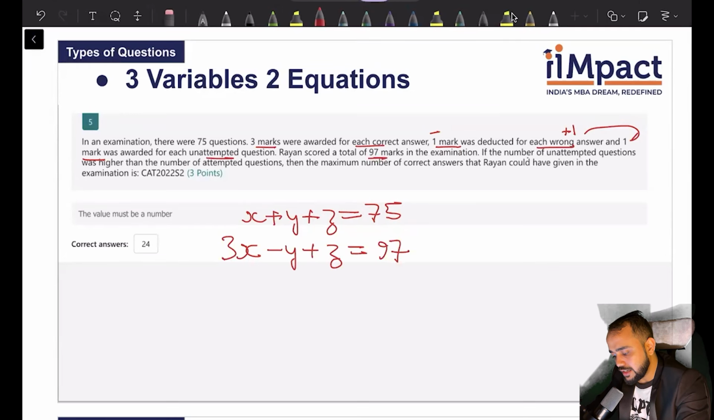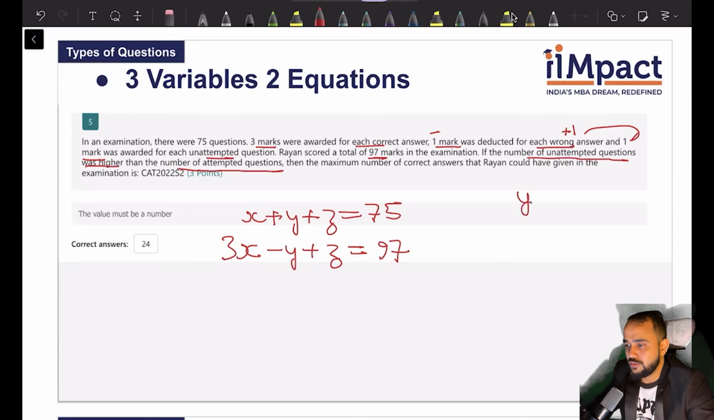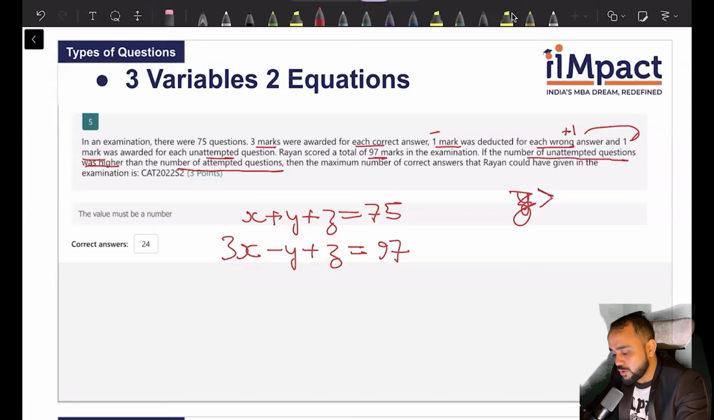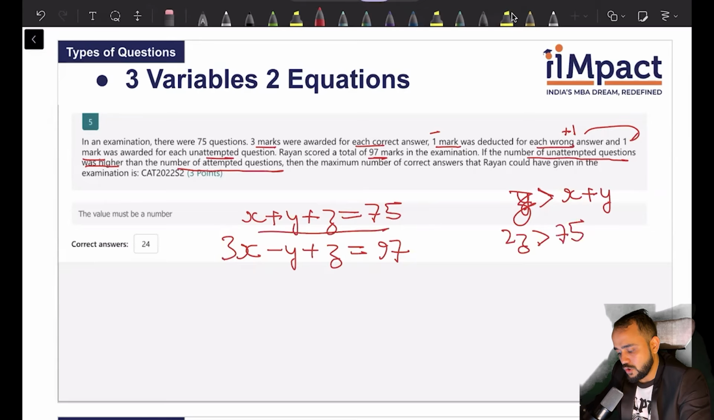Now they are saying that the number of unattempted questions was higher than the number of attempted questions. What is the number of unattempted questions? It is z. What is the number of attempted questions? X plus y. Which means if you add z on both sides, 2z is greater than or equal to x plus y plus z, which means 75, or z is greater than 37.5. This is something which is given to you.